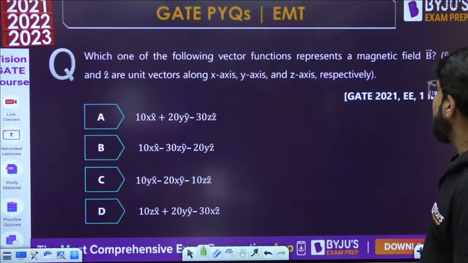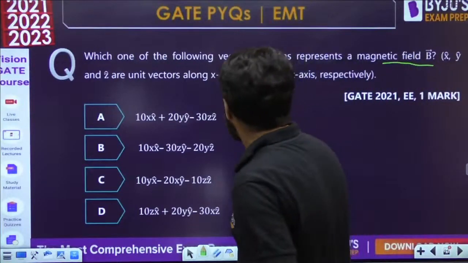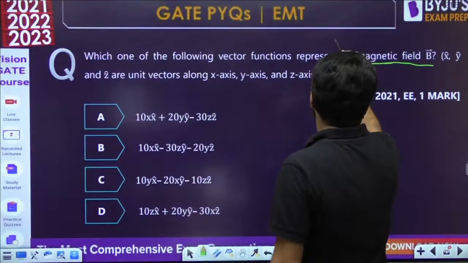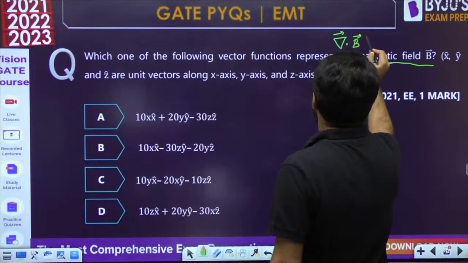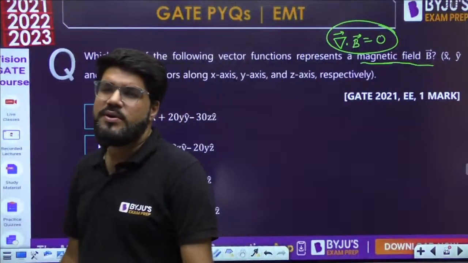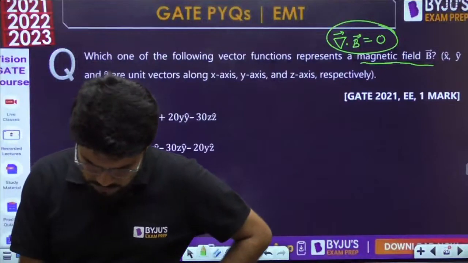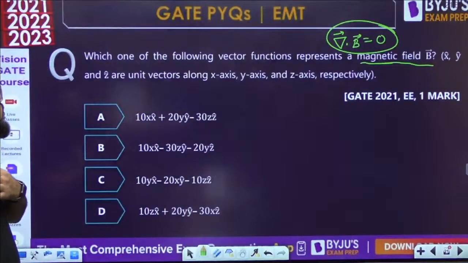Which one of the following vector functions represents a magnetic field B? 2021 EE, 1 mark, a simple question again. What is one of the properties of the magnetic field? As per Maxwell's law, del dot B is equal to 0. Correct, del dot B is equal to 0.